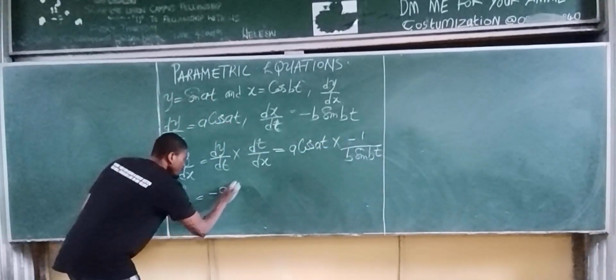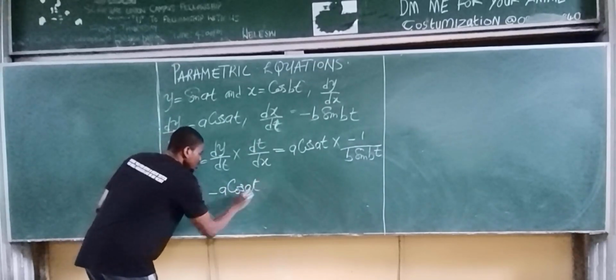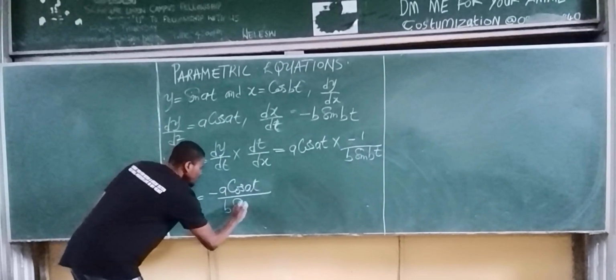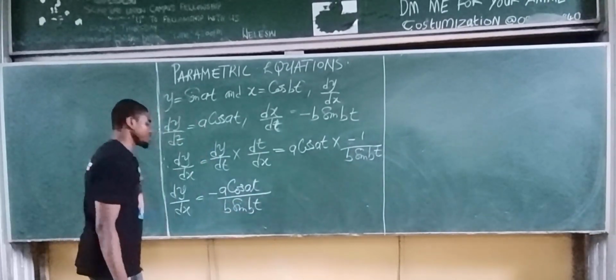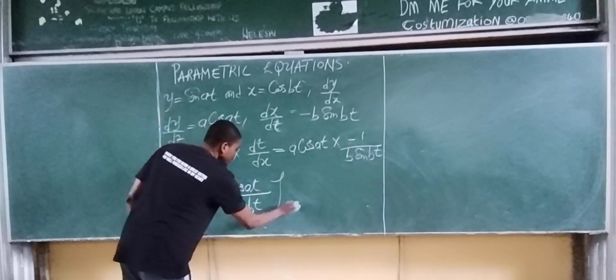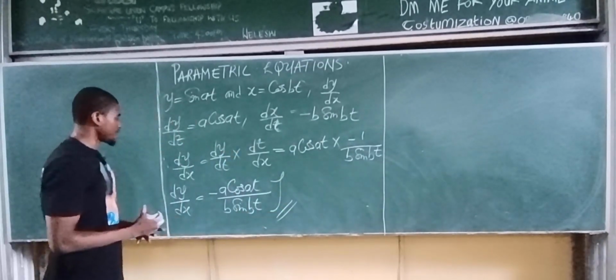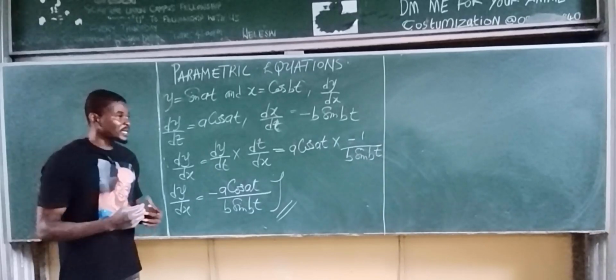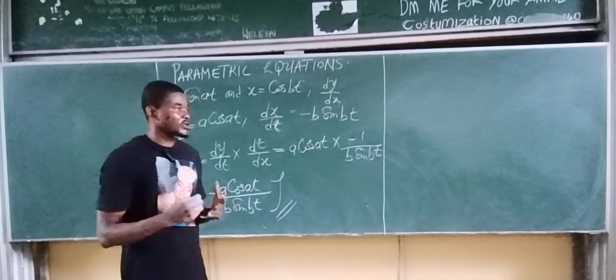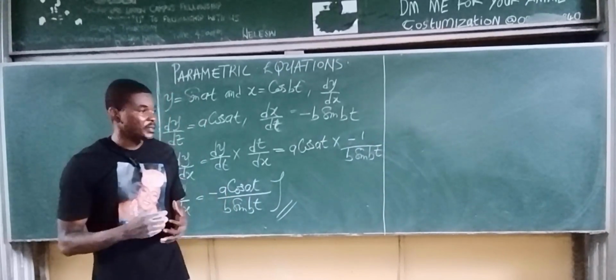So this is simply minus a cos at all over b sine bt. And of course, you can leave your answer as this. So this becomes the final answer to the given problem. So that's how you differentiate when you have a parametric function or a parametric equation. Let's consider another problem and see.